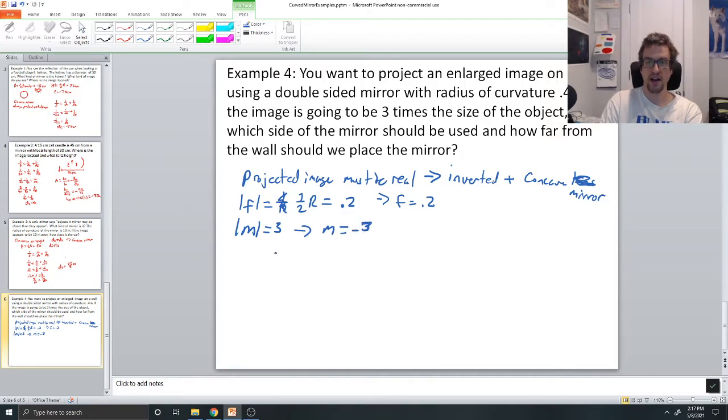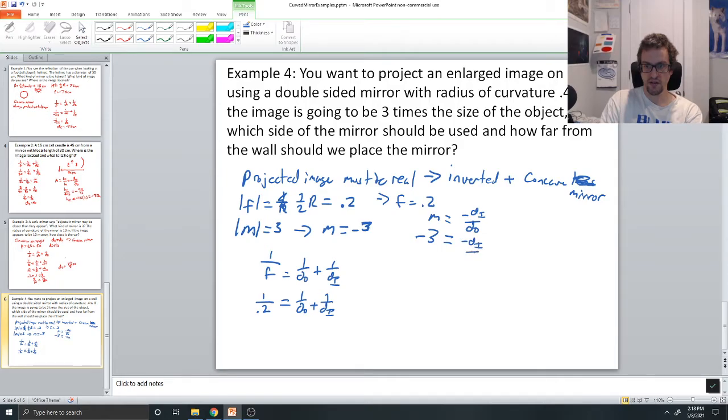Okay, so now I've got 1 over F equals 1 over DO plus 1 over DI. So 1 over 0.2 is equal to 1 over DO plus 1 over DI. Can't solve this equation. Two variables, two unknowns. So I go, what about magnification 3? I get negative 3 equals, right, because magnification equals negative DI over DO. So negative 3 equals negative DI over DO.